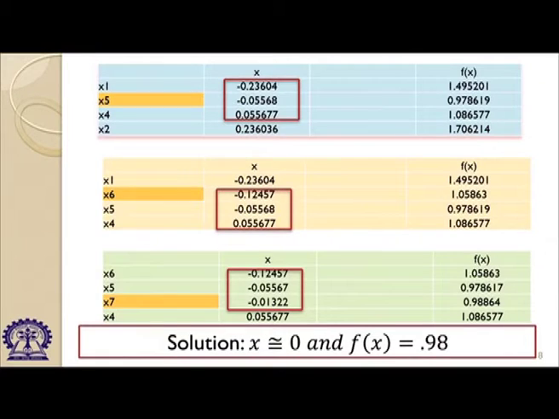Let us try to compare how many iterations we really need to get 10% accuracy of the optimal solution or 5% accuracy of the optimal solution. Now, I am going to explain that part next. That is why the solution has been declared as x = 0 and f(x) = 0.98.